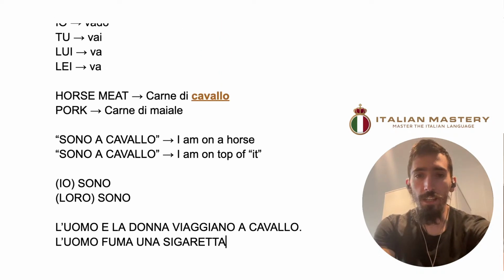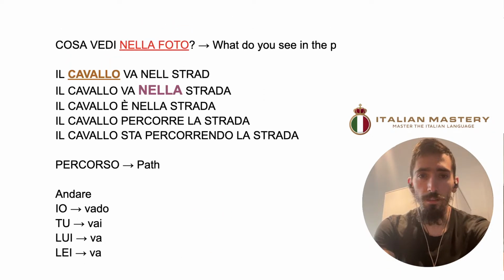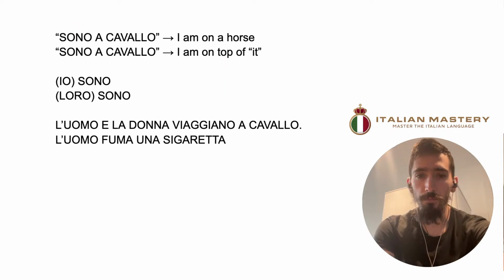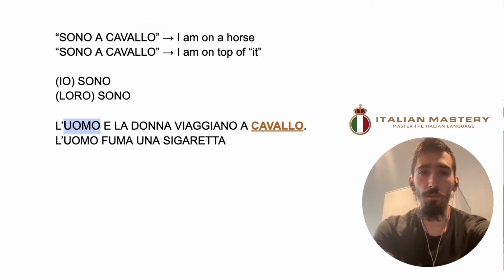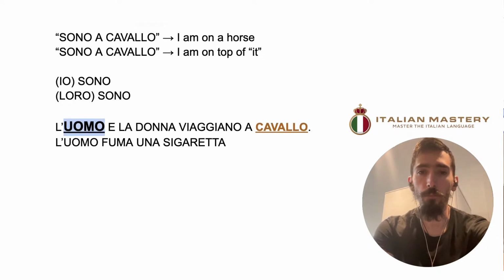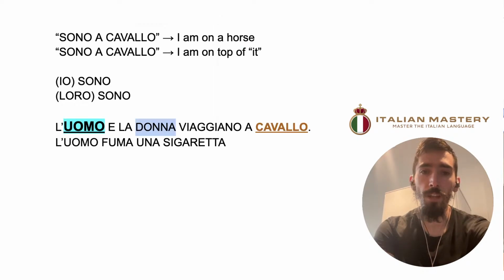Okay, so we see the same word. Obviously, it means cavallo, horse. Uomo, donna. These are super important words. So everybody should know what these words mean, right? Uomo means man, and donna means woman.